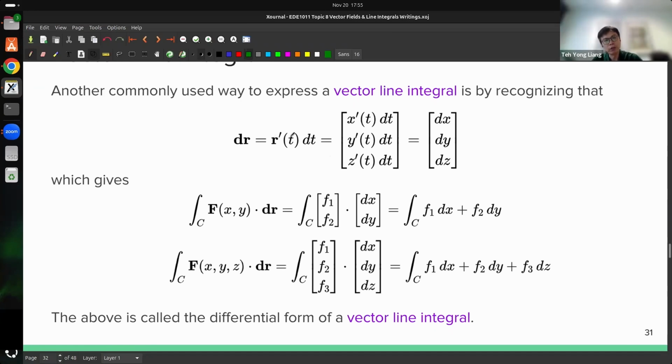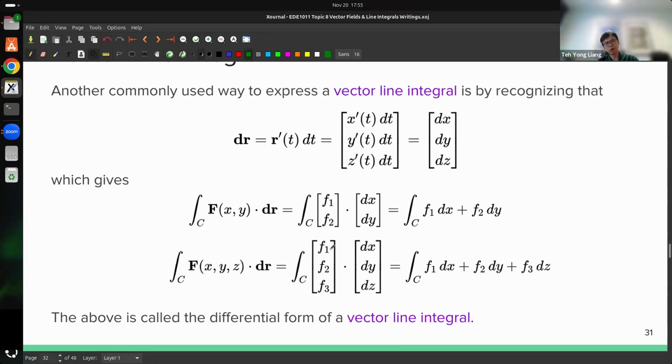So therefore, if you look at what is your r prime, r prime is just x prime, y prime, z prime in 3 dimensions. Then you multiply by dt, which is a scalar. So that means you can multiply the scalar into each vector component. So what's x prime dt? dx, correct or not? x prime dt is just dx. y prime dt is dy. z prime dt is dz. So therefore, if you want, you can also write this dx, dy, dz into the dr vector.